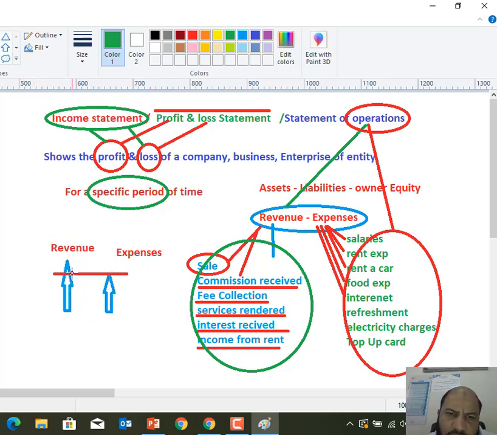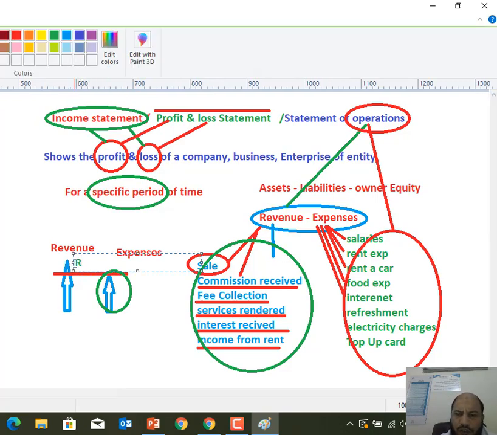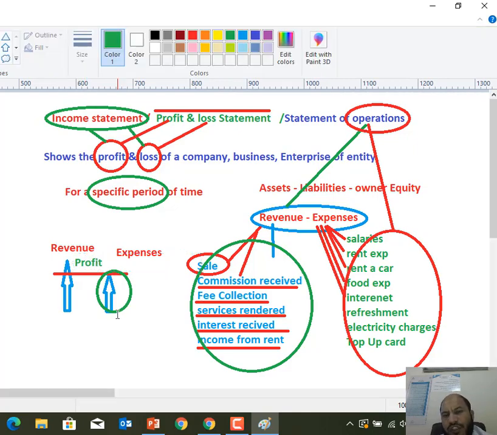So when there is high revenue and less expenses, we may say that we are in profit. This condition is the condition of profit. So see, the statement shows the profit of the company.